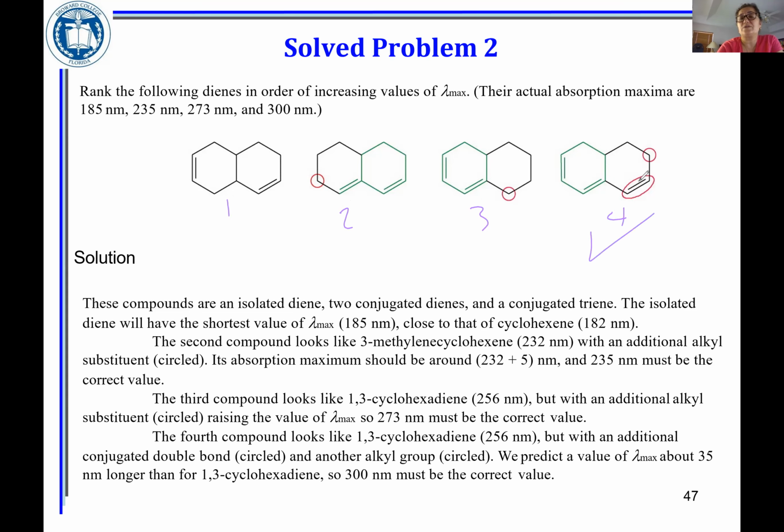Four would be greatest because you have 3 pi bonds and all of them are conjugated. For 3, you have 2 pi bonds, but they are conjugated. And then 2 is trans. And 1 is isolated. So it's going to be the highest energy or shortest lambda max.